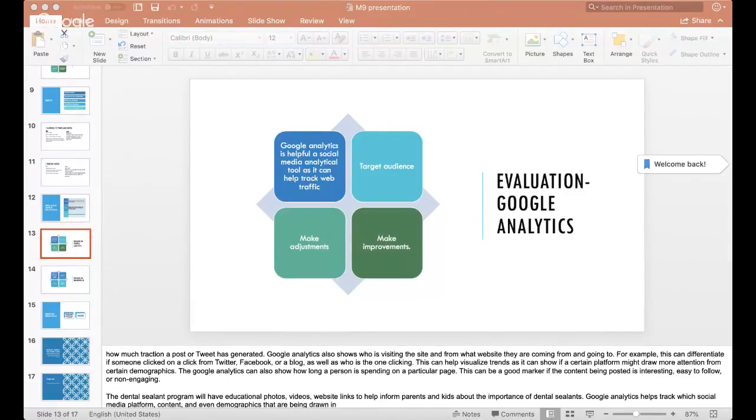So, evaluation of Google Analytics. This gets more in depth on the evaluation. English is not my strong suit on Sunday.